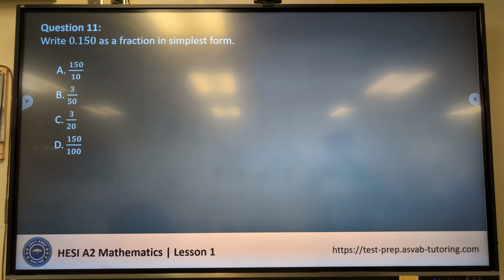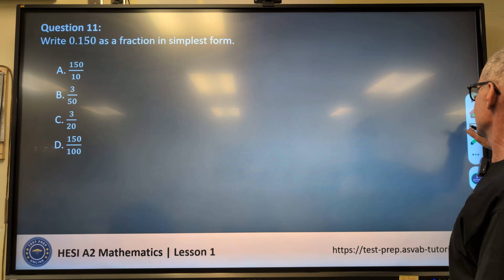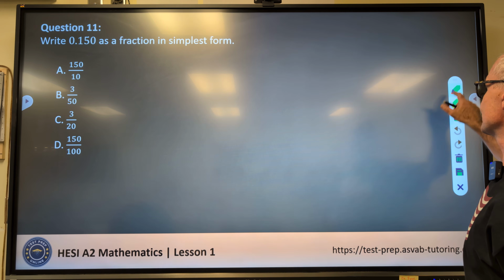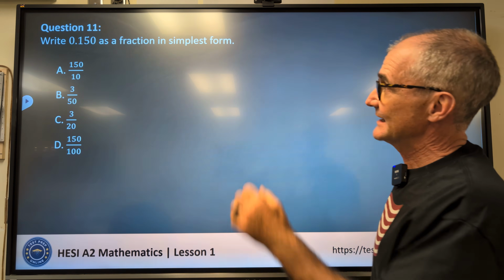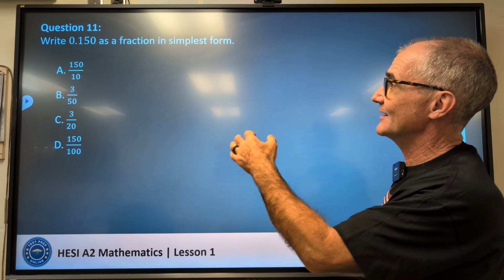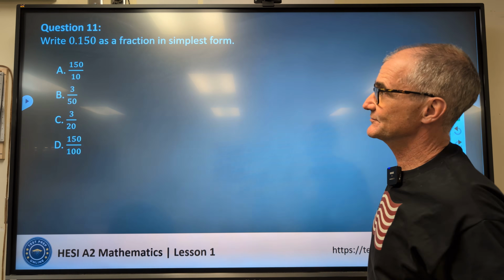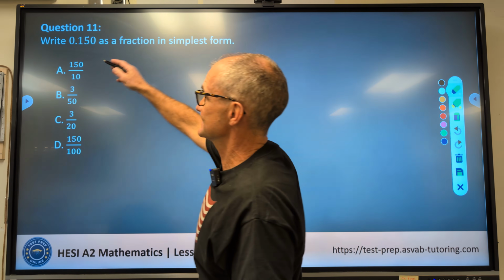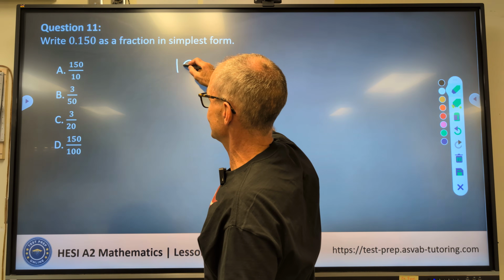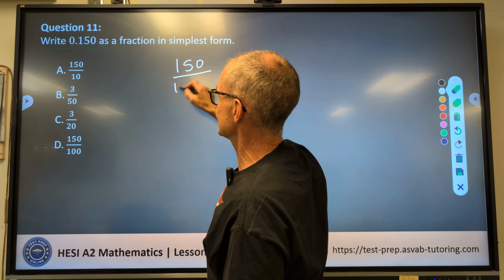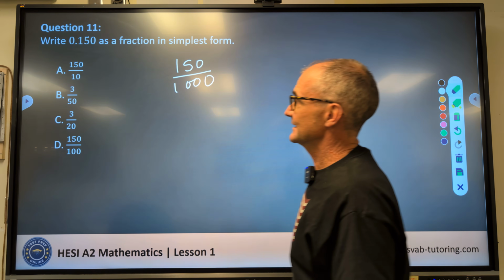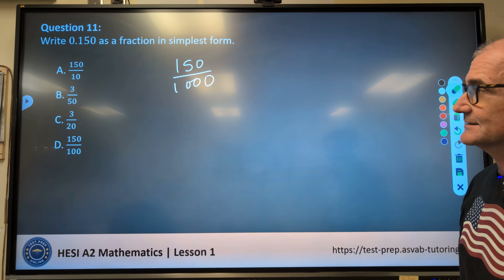All right, here we are, question number 11. Write 0.150 as a fraction like the previous problem, however, in simplest form. So this is less than 1, so I'm going to have that 150 over 1,000. And now I've got to reduce it.